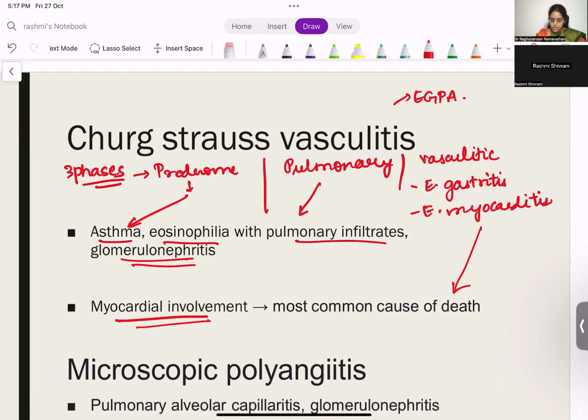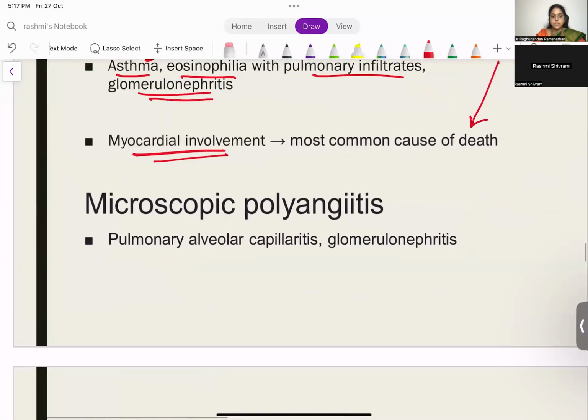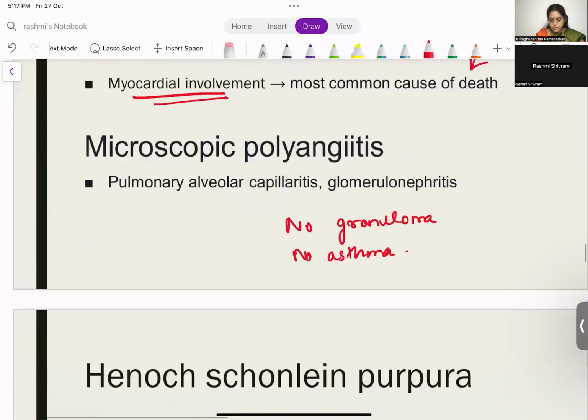Yes. Next, move on to microscopic polyangiitis, which is the last small vessel vasculitis. In this, what will you have? You will have pulmonary alveolar capillaritis and glomerulonephritis. No granuloma formation, right? No granuloma, no asthma. You will have pulmonary alveolar infiltrates as well as glomerulonephritis in these patients.